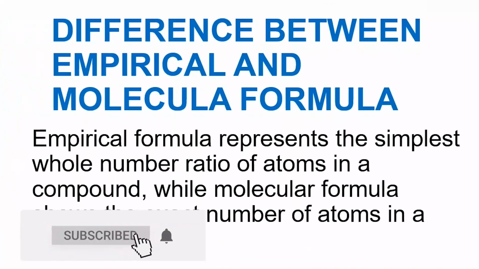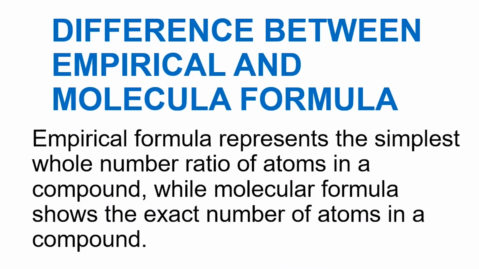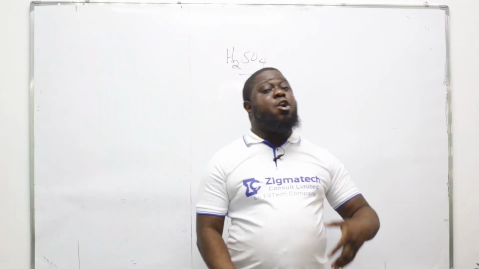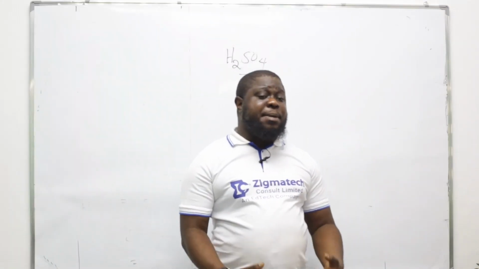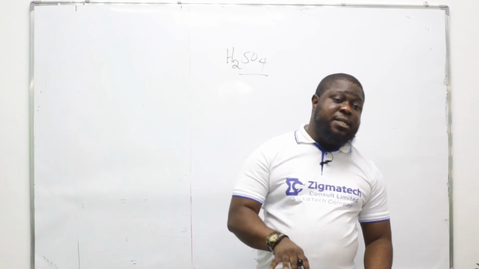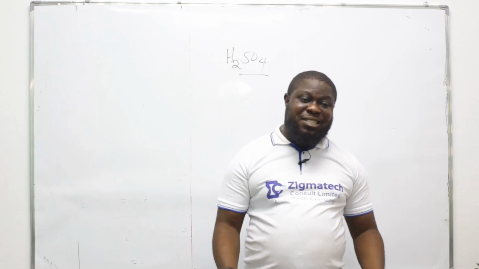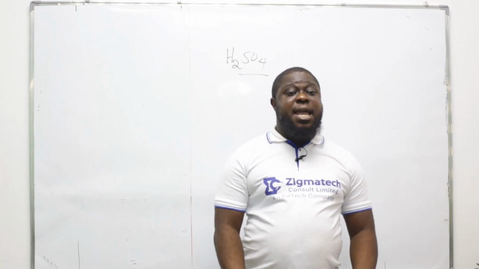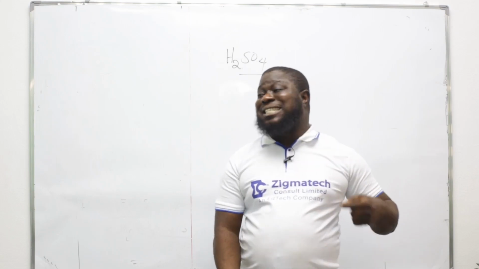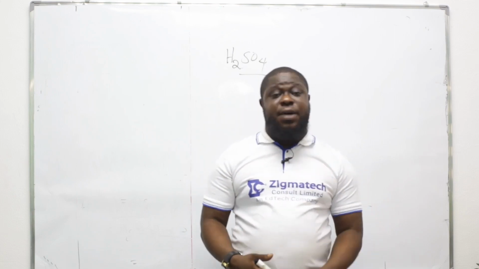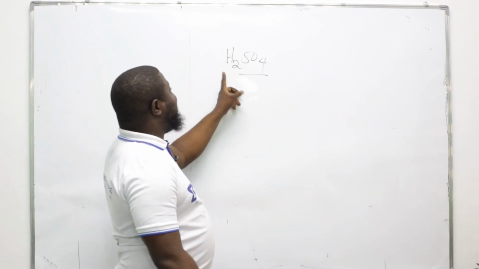Now, the difference between empirical and molecular formula. The empirical formula represents the simplest whole number ratio of atoms in a compound, while the molecular formula shows the exact number of atoms in the compound. Like I said, the empirical formula is a whole number ratio. If it's in decimal, you have to convert it to the nearest whole number. But if the molecular formula shows the exact number, you do not have to convert.